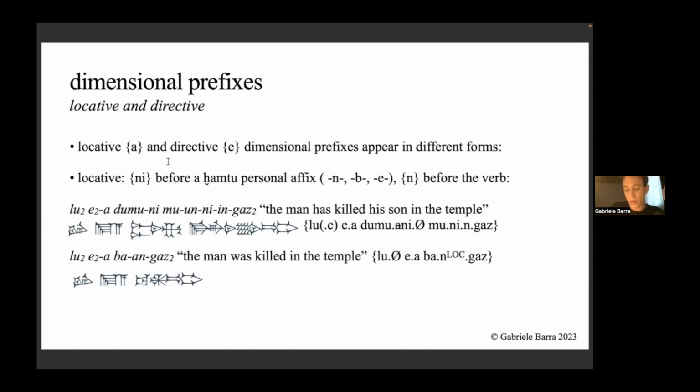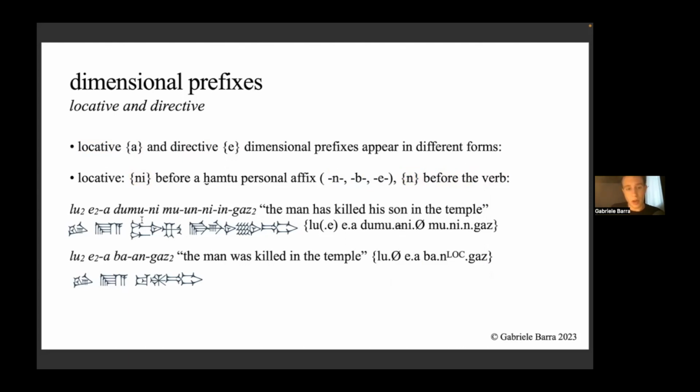Okay, so let's start with the locative. We know that the locative case ends with a, and the directive is e. However, they look very different inside of the verb. The locative dimensional prefix is actually ni, and it becomes just n if it comes right before the verb. So it's ni if before the verb you have a personal affix like n, b, or e. So you have ni, something, and then the verb. Or if you have just the verb and the locative dimensional prefix, then it's just n.